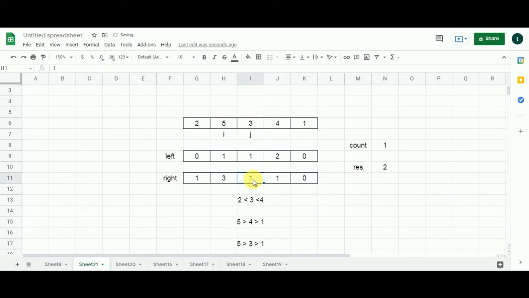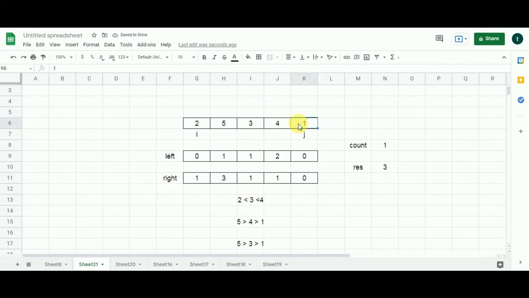The value over here, 1, will be added to the current value of the res variable. So 1 added to 2 is going to give me 3. The value of the res variable now becomes 3, and we have got 3 teams. J has completed all its iterations, so I moves one cell to the left and j goes back to its base position. I represents 2 and j represents 1.